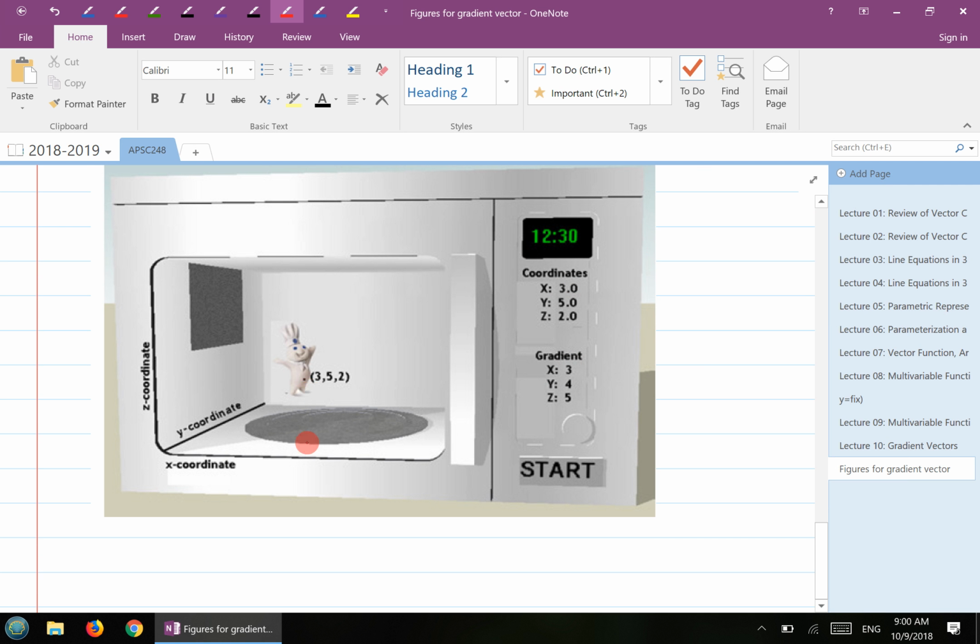You place the dough somewhere inside the oven, say at 352. How do I know that I can cook it as fast as possible? Then I have to place it at a place that has the highest temperature, basically. So the oven gives you this gradient 345. What does that mean? Basically it means let's move this dough right here in a direction 345, starting at 352. So move it somewhere in that direction.